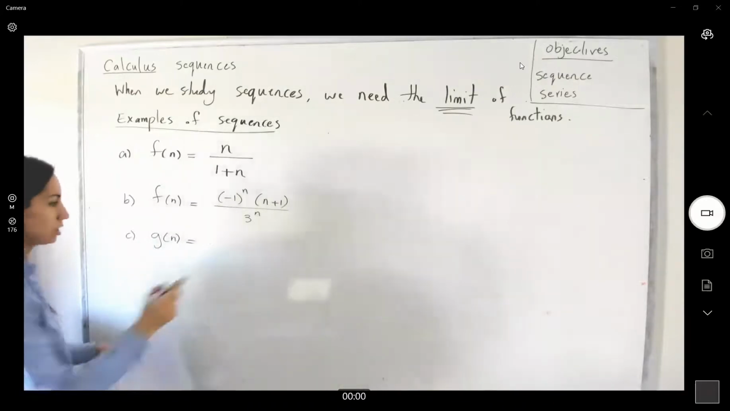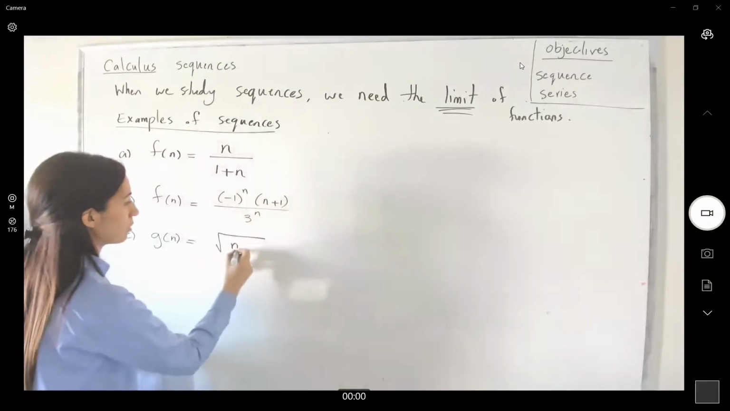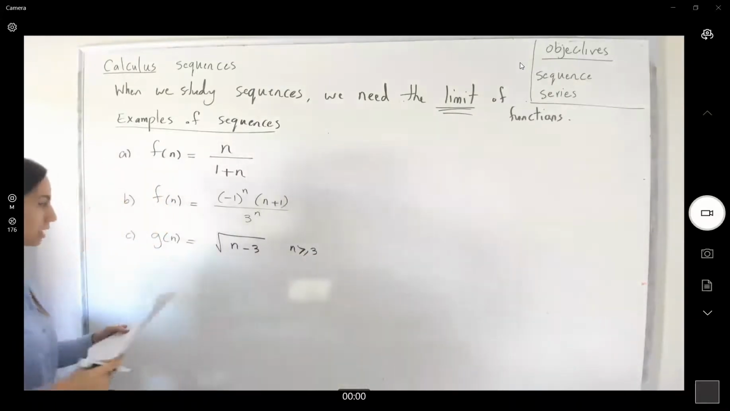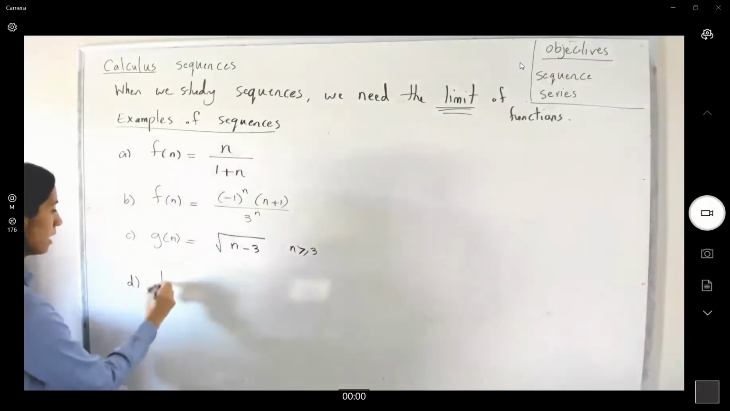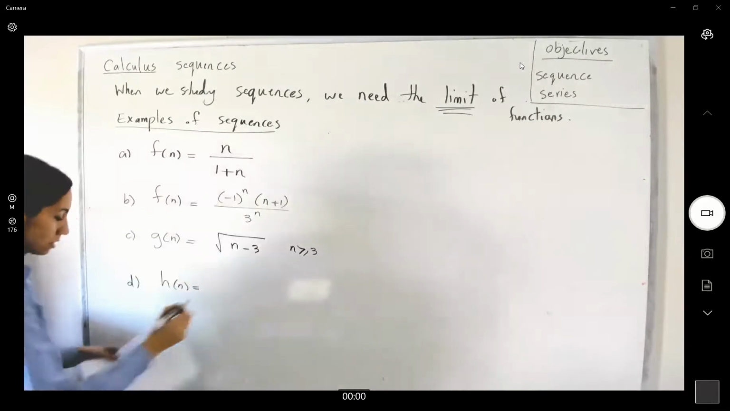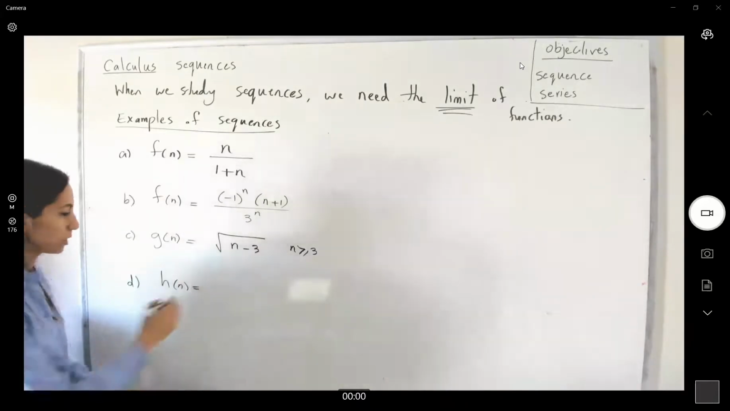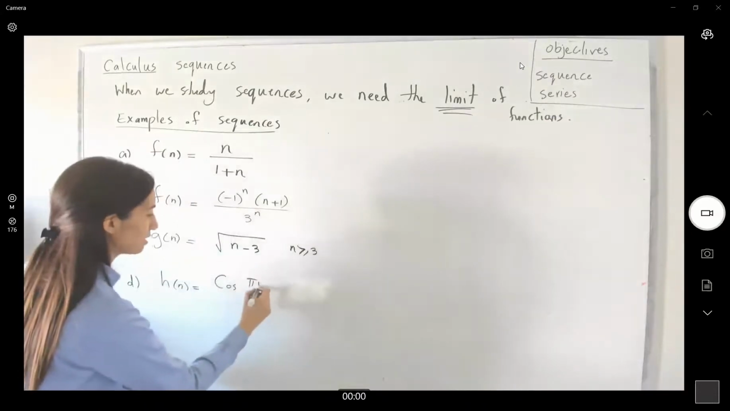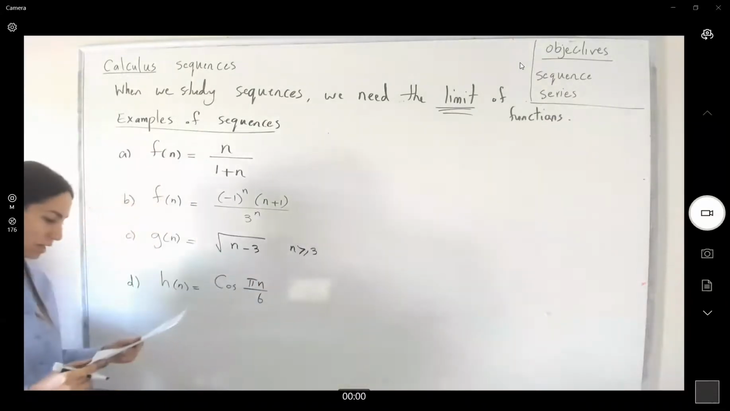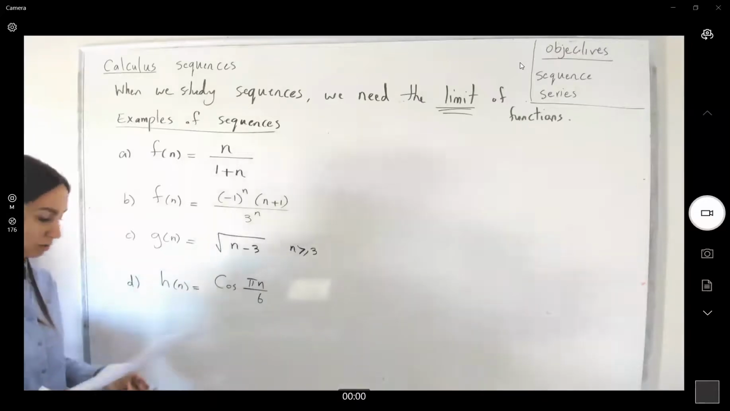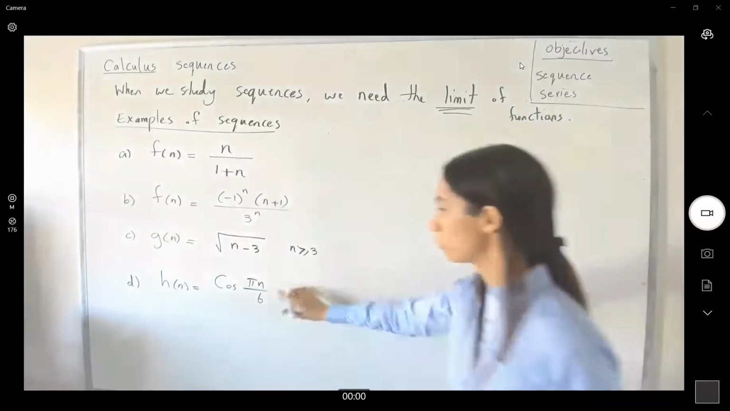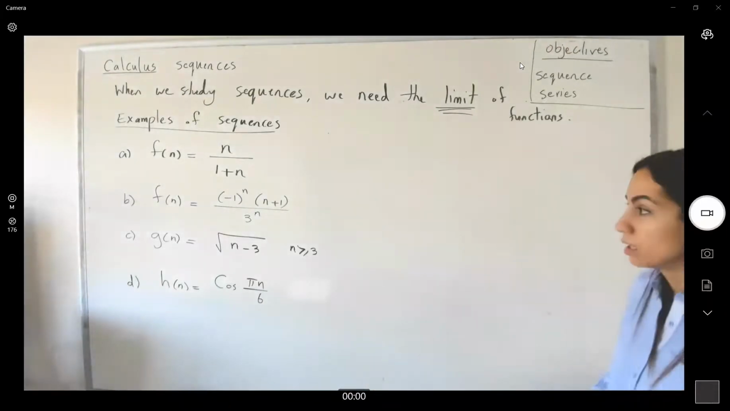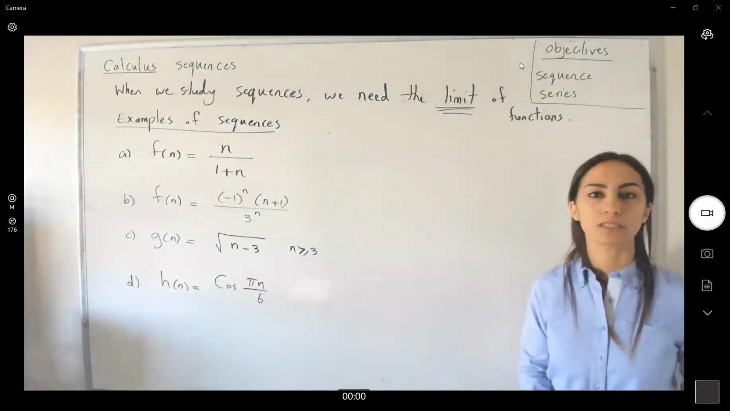It's just a function. You get square root of n minus 3, and n must be greater than or equal to 3. And then another one, D, h of n, which is a trig function, our favorite topic, cosine of pi n divided by 6. And here n is greater than or equal to 0. We can plug in, for example, 0 here as well. So these are examples of different sequences.